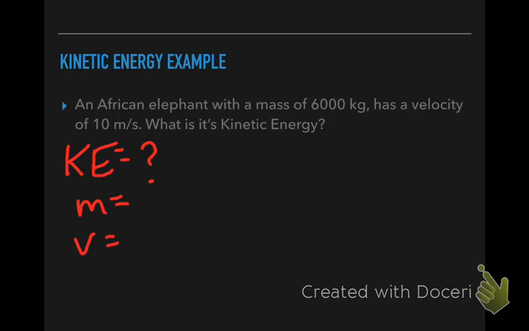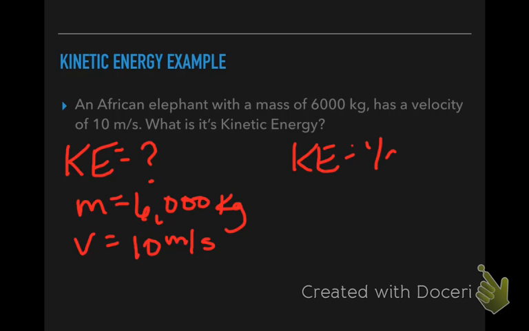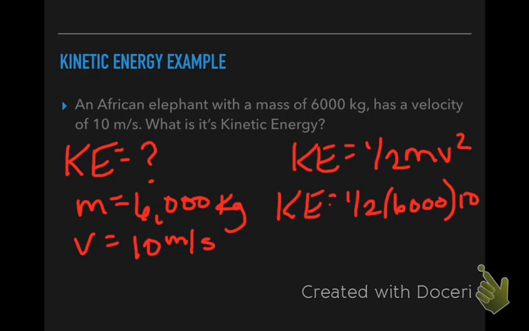An African elephant with the mass of 6,000 kilograms, we know that goes in for the m. Has a velocity of 10 meters per second, goes in for the v. So then we have KE equals 1/2 mv squared. Now we're going to take our numerical values and plug them into that equation. So KE is 1/2 times 6,000 times 10 squared.